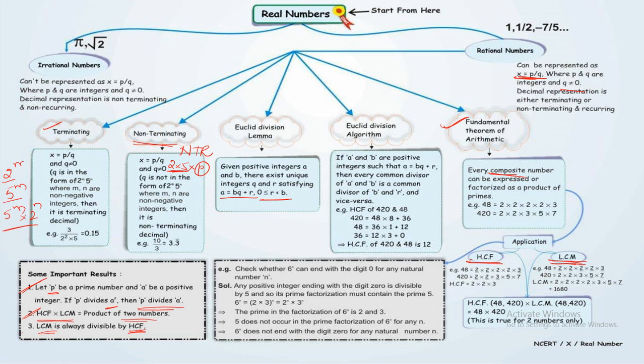Next we have 6 power n. Like this we have some questions: 4 power n always ends with, 6 power n always ends with, 5 power n always ends with. These are the questions that we have in this chapter, right?